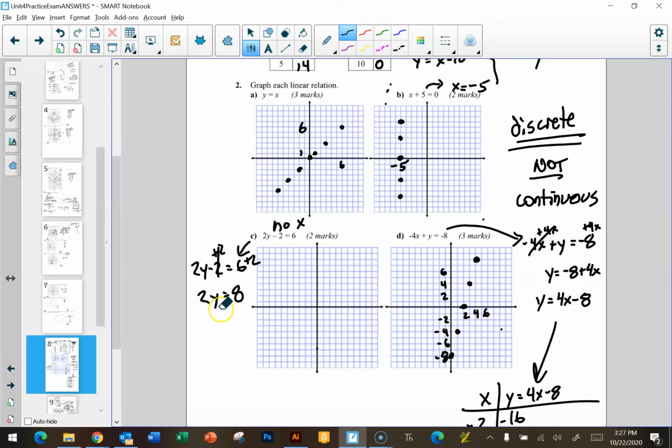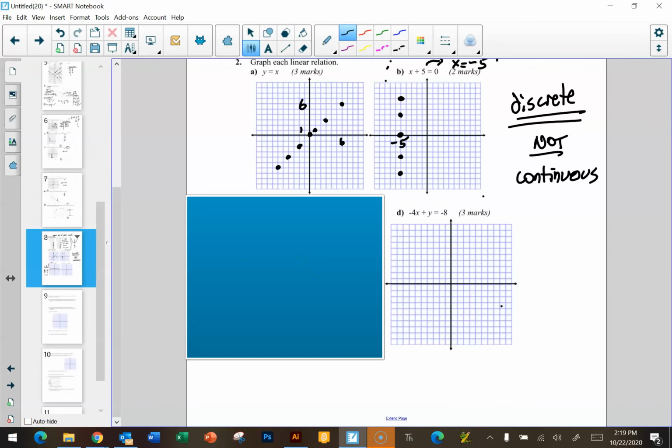How do we get rid of the 2 in front of the 2y? We have to divide by 2. And that leaves us with, because that cancels, y equals 4. So anywhere on y equals 4, so that's 2, and that's 4, is going to be a point on this linear relation. It doesn't matter what x is, y is always going to equal 4.